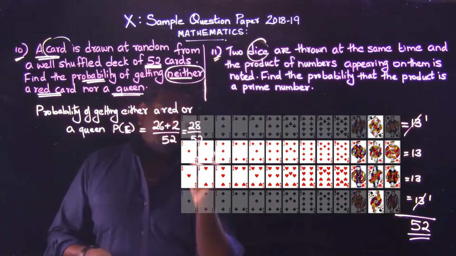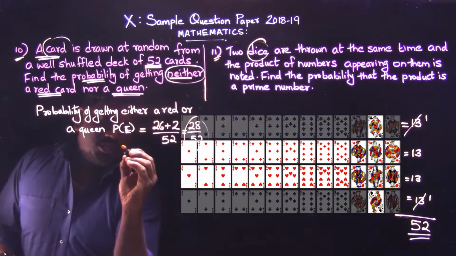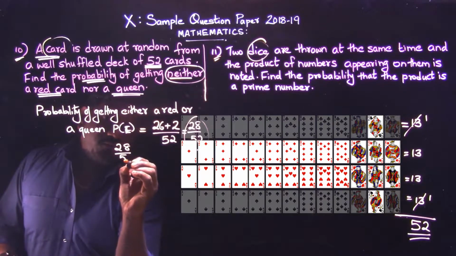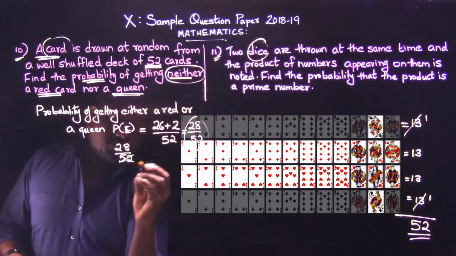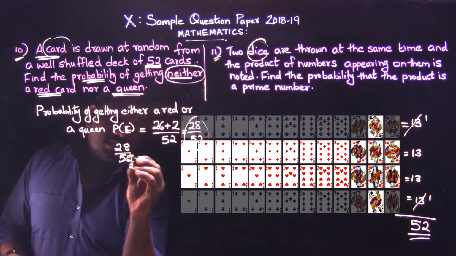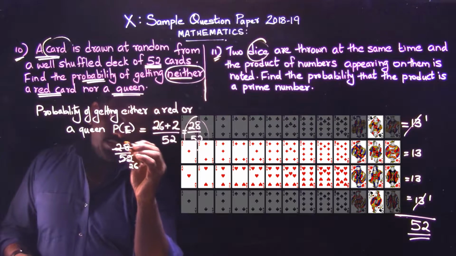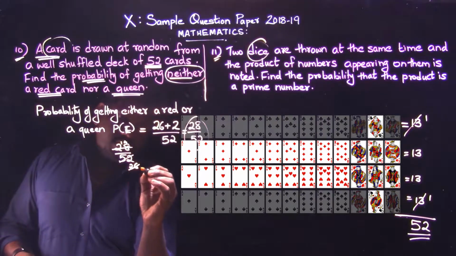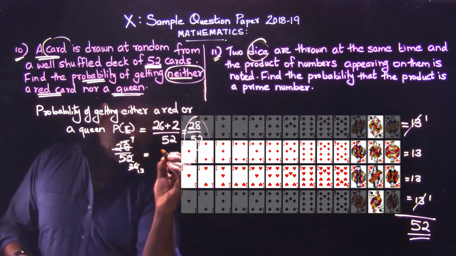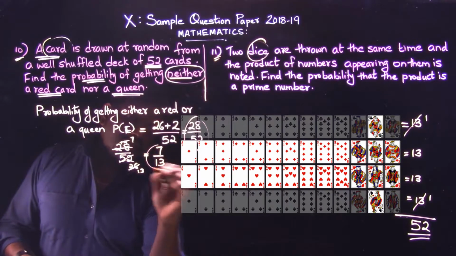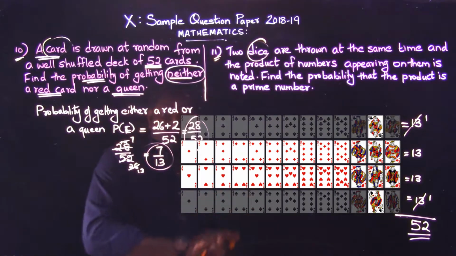If you want to simplify further, 28 by 52: in the 2's table, it becomes 14 by 26, again 7 by 13. So that gives me 7 by 13 as the probability of getting either a red or a queen.